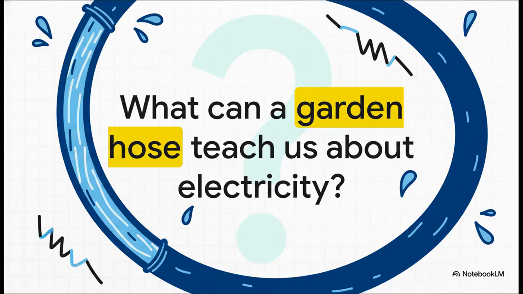and so powerful that it forms the foundation for pretty much all modern electronics. So here's a funny question for you. What can a simple garden hose possibly teach us about electricity? Well, it might sound a little strange, but it turns out the best way to understand the invisible world of electricity is to think about something we're all familiar with: water.